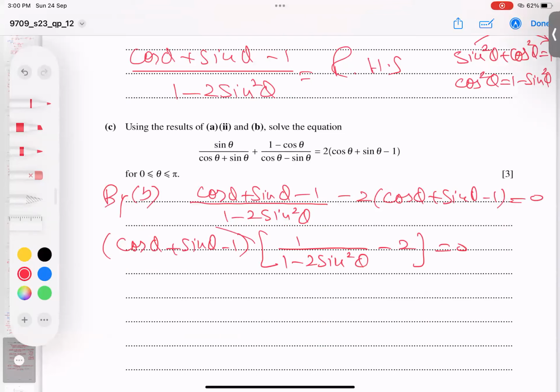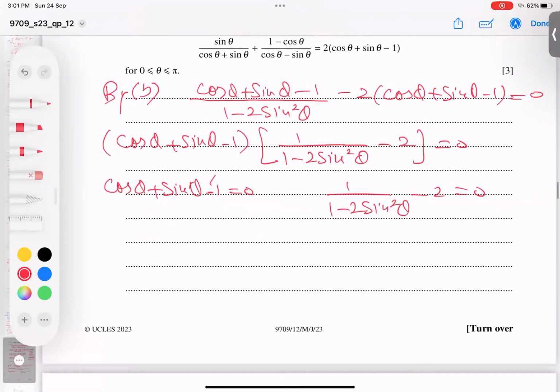So whenever the product of two parts equals 0, so you say what? Either this is 0 or this is 0. So one by one. So cos theta plus sine theta minus 1 equal to 0. And 1 over 1 minus 2 sine square theta minus 2 equal to 0. So this 1 goes on the other side and it returns to be cos theta plus sine theta equals 1. What about this one? 2 will go to the other side.